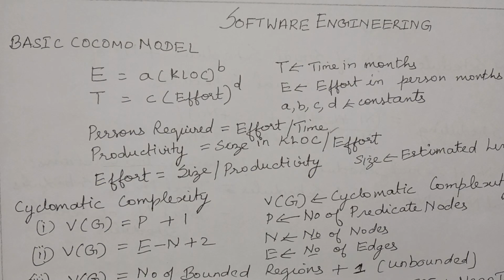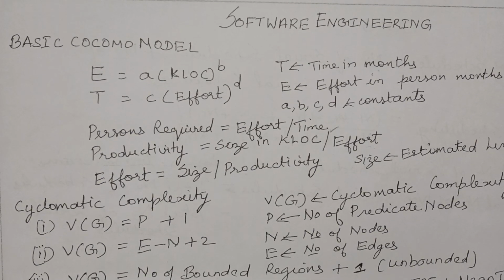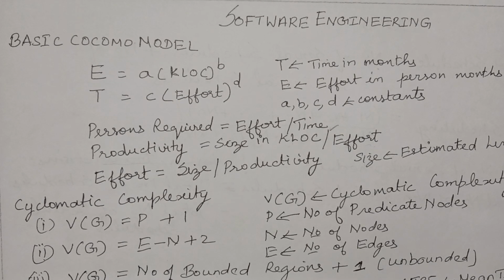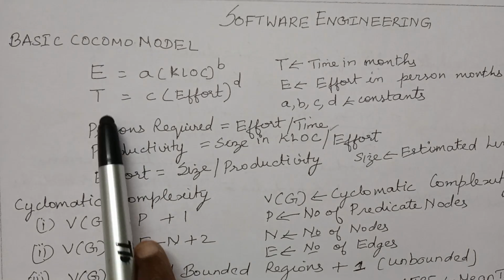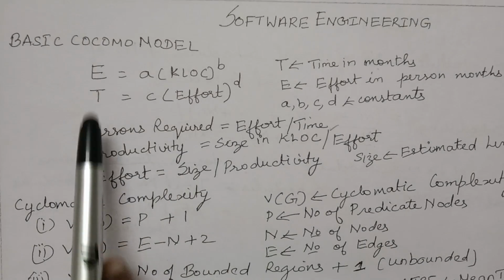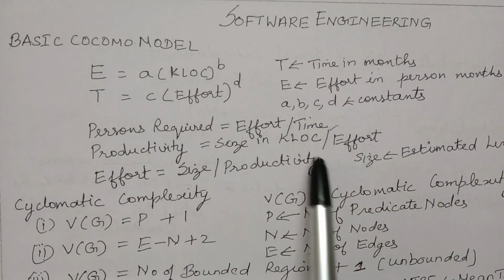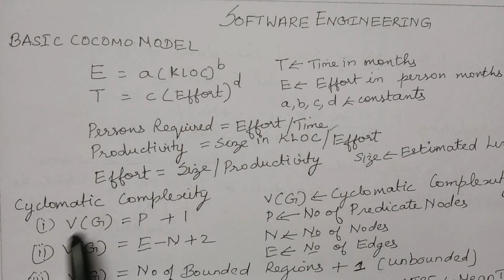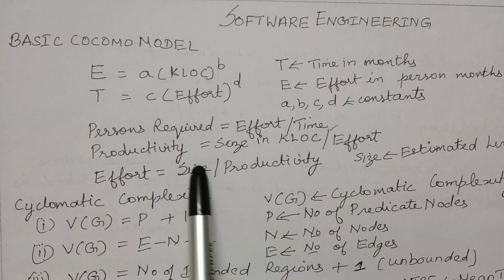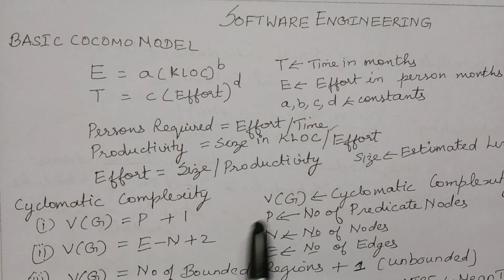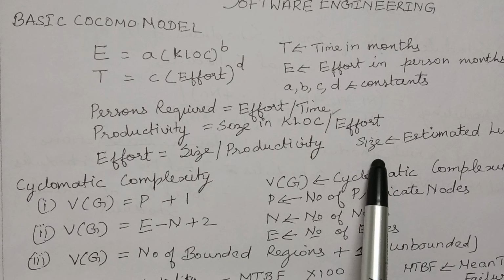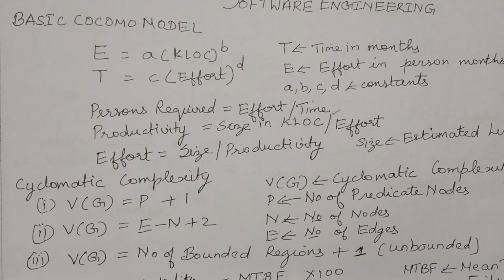Let us move on to the next unit, that is software engineering. Here is the formula for the basic COCOMO model: effort E equals A times KLOC to the power B, and T equals C times effort to the power D. What is T? T is the time in months, and E is the effort in person months. A, B, C, D are constants. Persons required will be equal to effort divided by time, and productivity will be equal to size in KLOC divided by effort. So effort equals size divided by productivity. What is size? Size is the estimated number of lines of code.